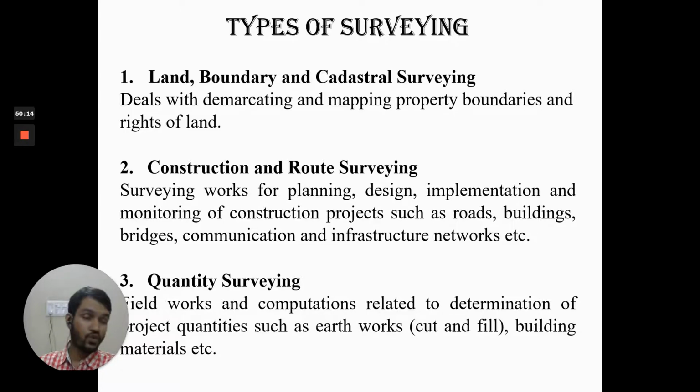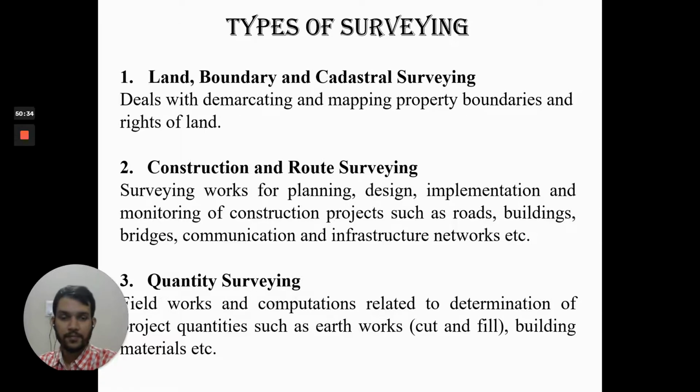When the surveying is done, these values are calculated using the trapezoidal rule and Simpson's rule, which we have studied. So all these things have to be calculated and it comes under quantity survey. This also we will be studying in the 5th to 6th lecture from now, how this quantity surveying is done.